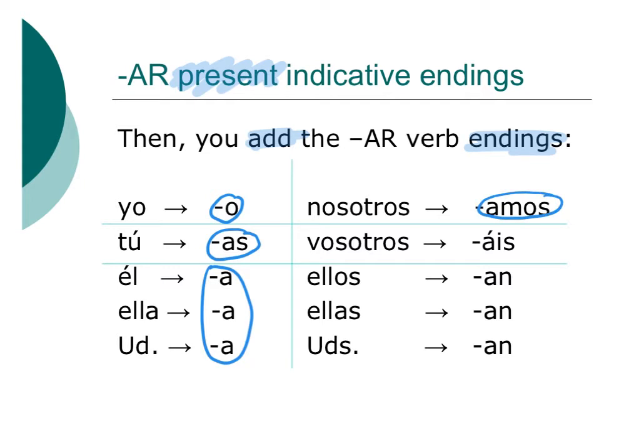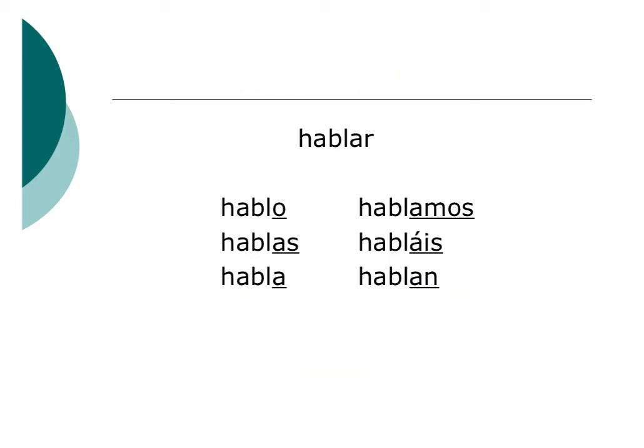Nosotros gets amos. Vosotros gets áis. Pay special attention to that accent mark over the i. And then ellos, ellas, and ustedes all get an "an" as their ending. So let's put this all together. For example, hablar, that means to speak or to talk.